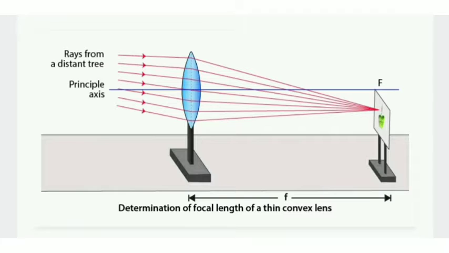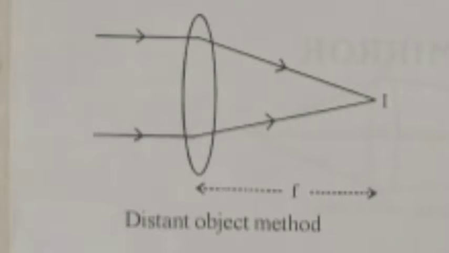In the distant object method, rays from a distant object are passed through the convex lens and a clear image of the object is obtained on the screen. Now, the distance between the convex lens and the screen will give the rough focal length for the given lens.